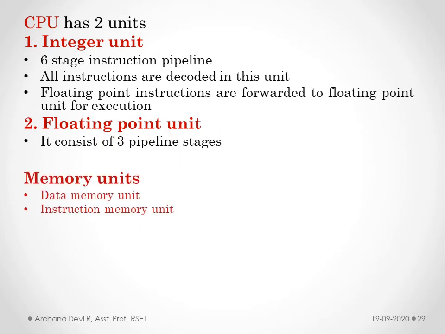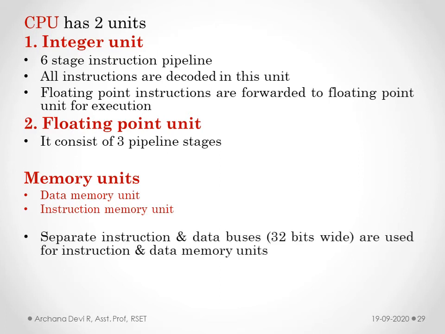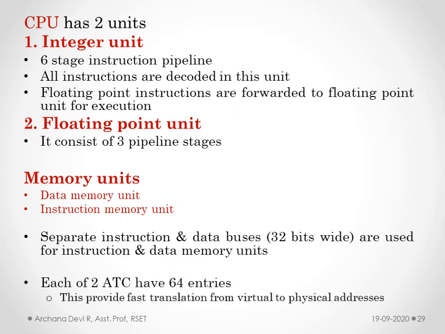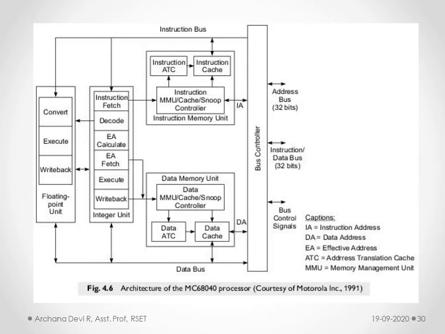Now, as we said before, the memory management unit has separate memory for data and instruction. So since there is separate memory for data and instruction, you need separate bus for instruction and data, both 32-bit wide. And each of the two caches, data cache and instruction cache, has altogether 64 entries for TLB. So that provides fast translation from virtual to physical address.